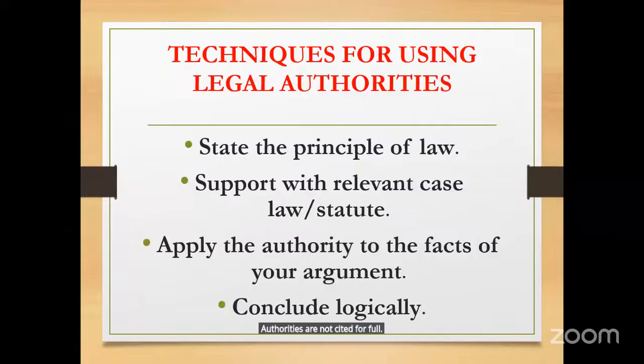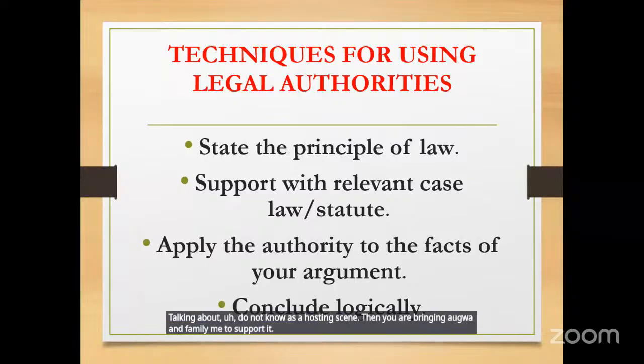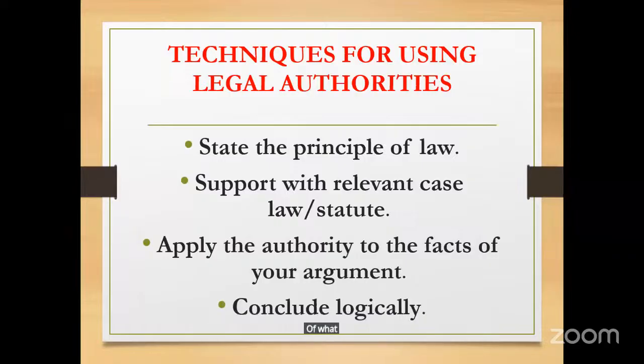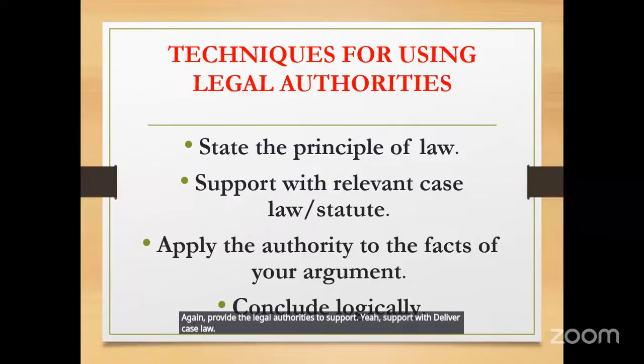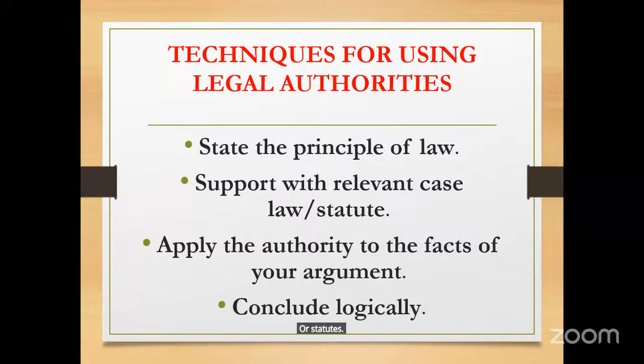You want to talk about maybe a subject issue relating to negligence, talking about Donoghue versus Stevenson. Then you are bringing Aoko and Fagbemi to support it. Of what relationship is the case of Aoko and Fagbemi with the case of negligence and so on and so forth. So you need to state the principle, then provide the legal authorities to support. Then support with relevant case law or statutes. Apply the authority to the facts of your argument and conclude logically.